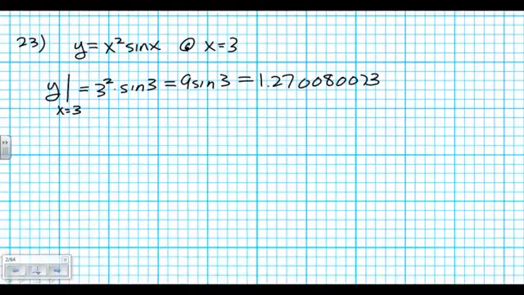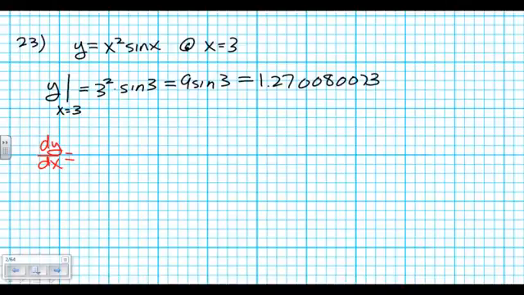So let's continue on. What was the next step? What was the next thing we did? Find the derivative first, and then we can find the slope. So let's go ahead. Let's find that derivative. The derivative of y with respect to x. X squared times cosine x.